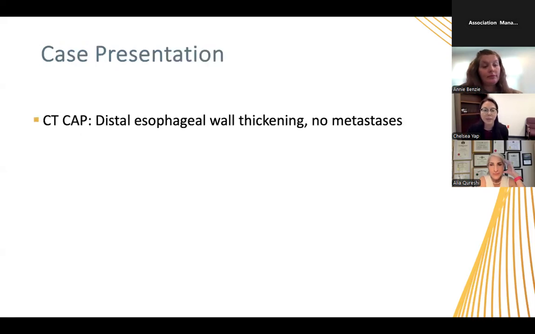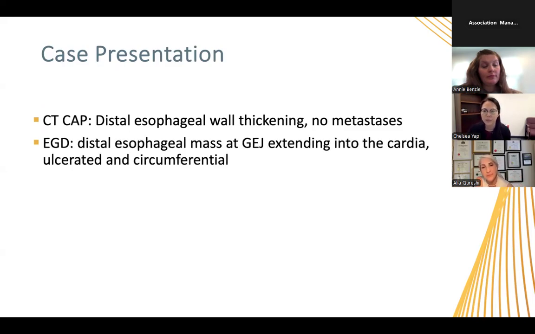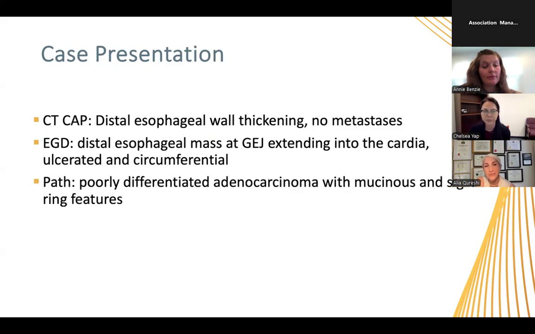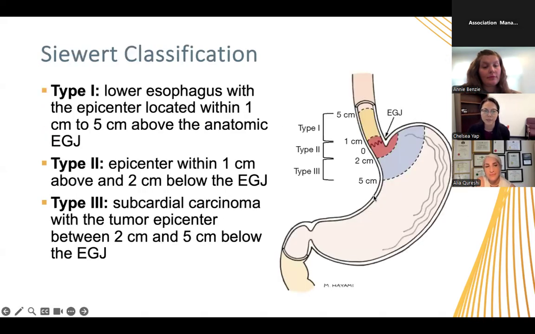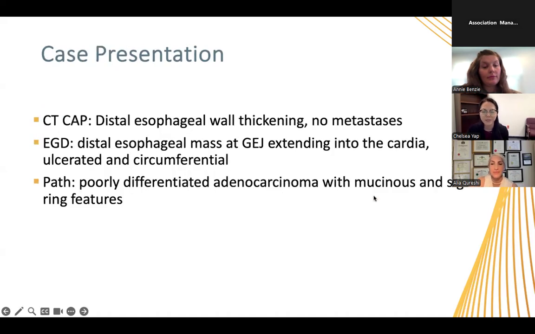On the CT chest, abdomen, pelvis, he had distal esophageal wall thickening, however, no concerns for metastatic disease. On the EGD, he did have a distal esophageal mass at the GE junction extending into the cardia that was ulcerated and circumferential. Pathology showed poorly differentiated adenocarcinoma with mucinous and signet ring cell features.